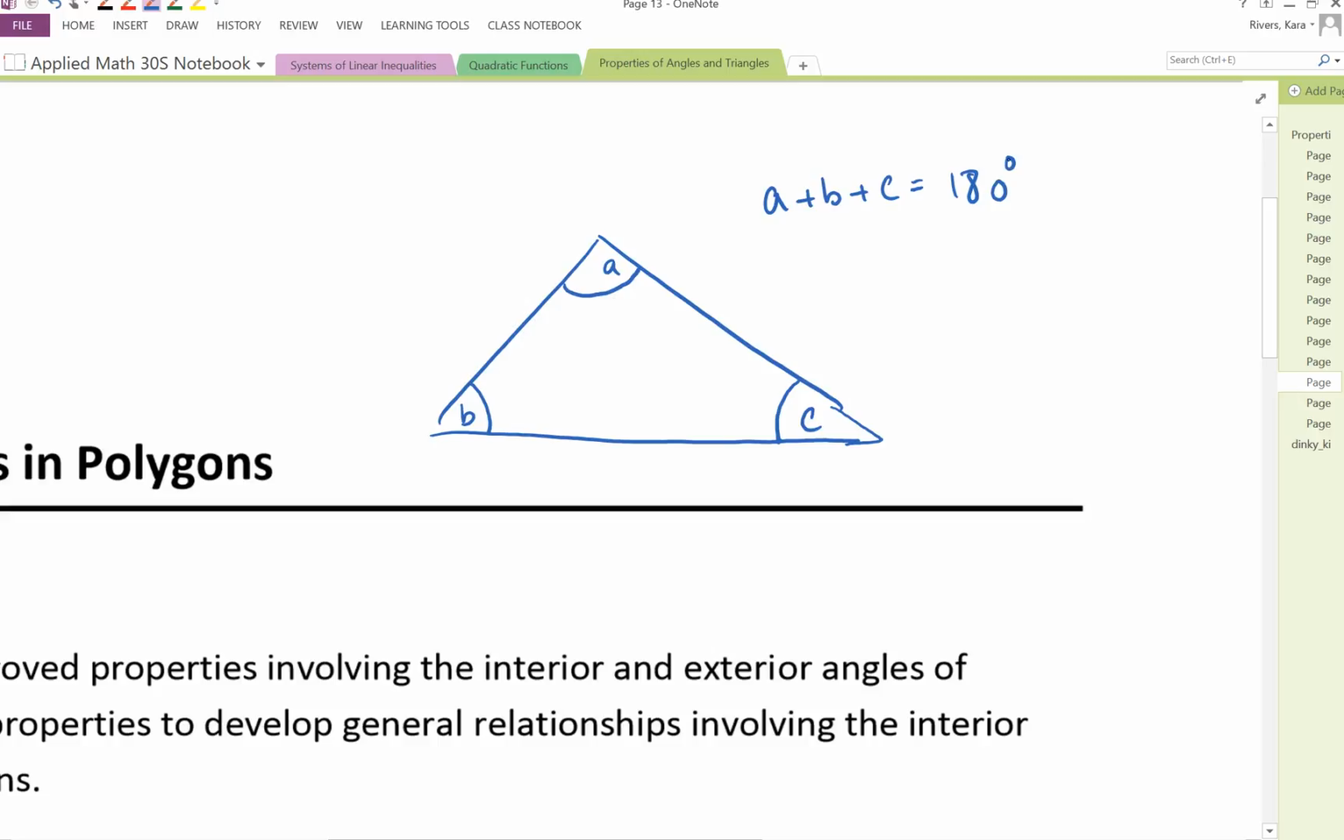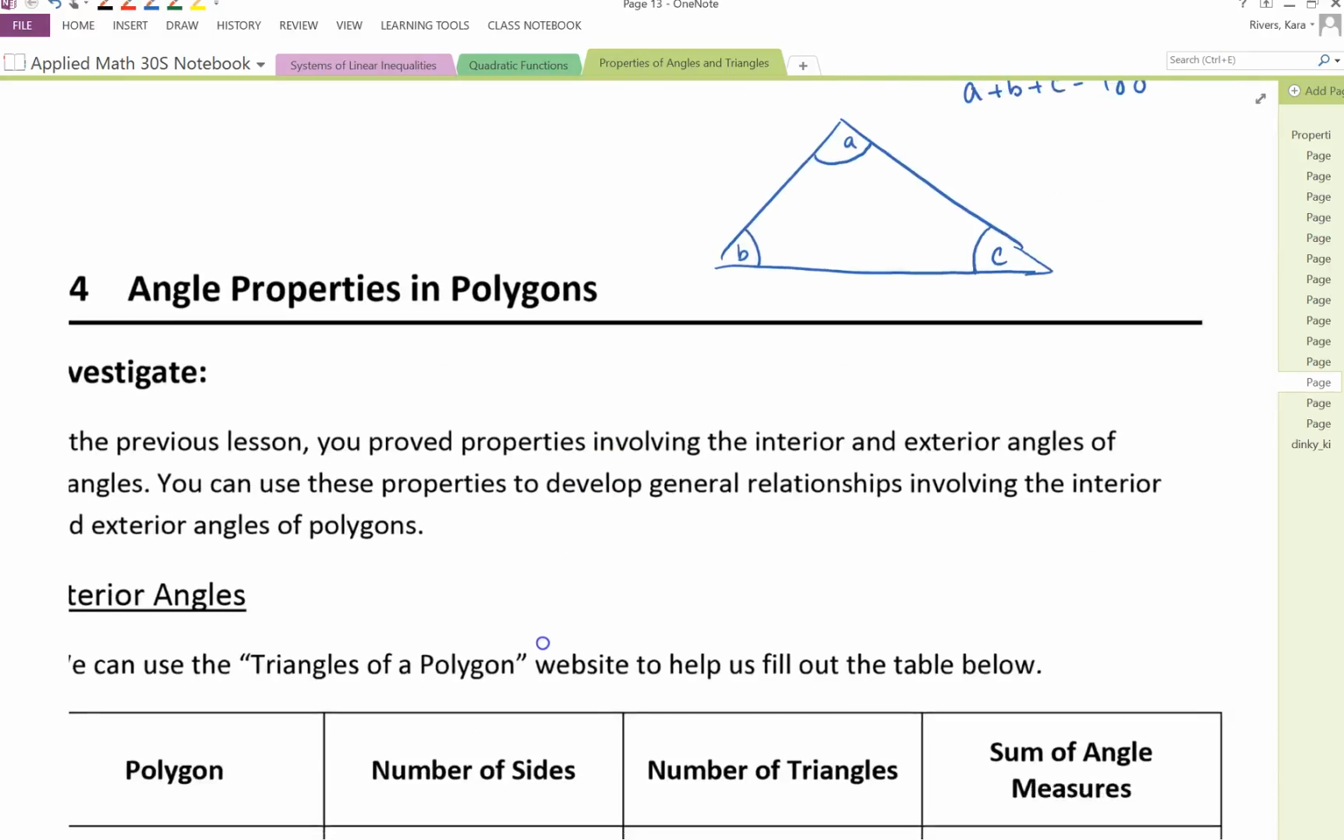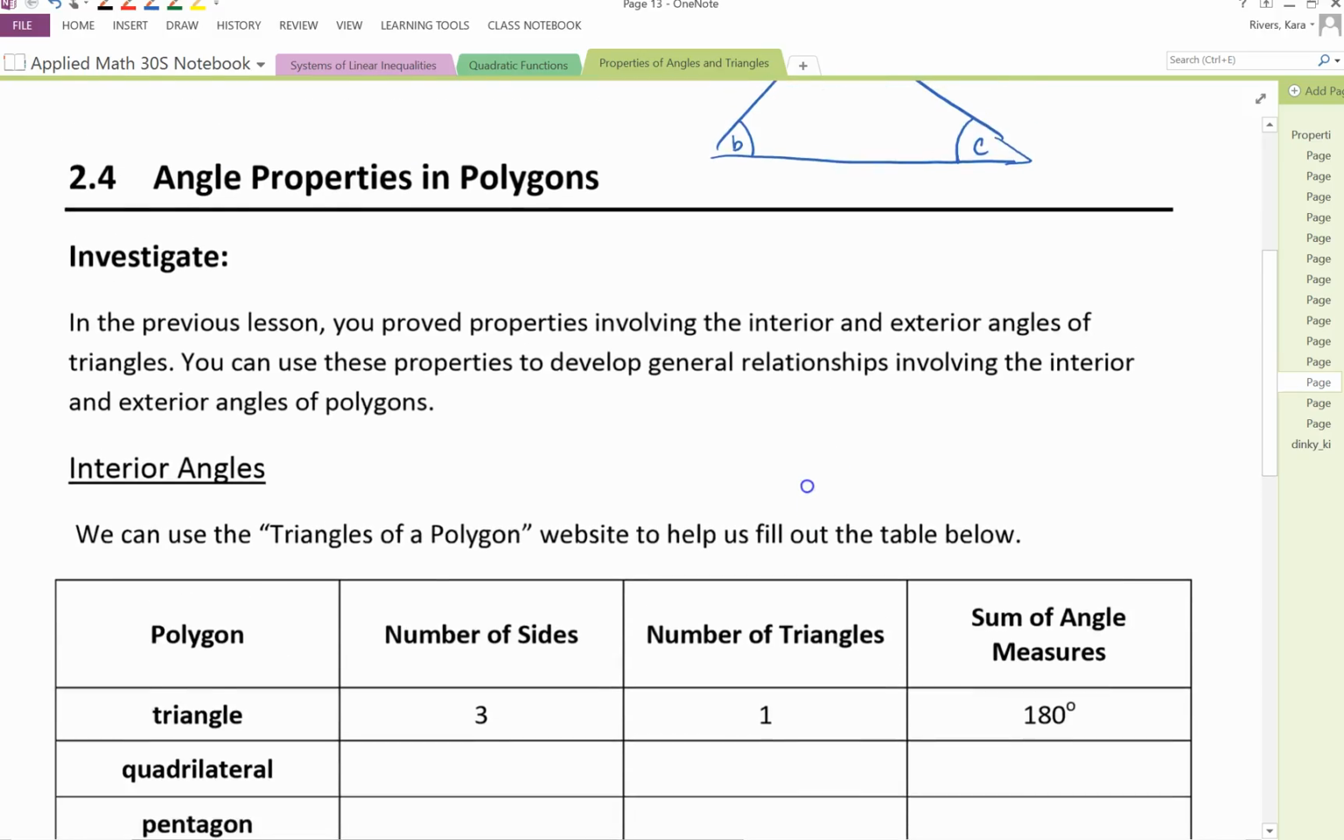But what happens when we increase the number of sides? Well, when we increase the number of sides, we increase the number of angles. But what happens to the sum of our angles? So we've got a table down here where we can organize all of our information. So I've got a triangle, number of sides is 3, number of triangles is 1, and the sum of angle measures is 180 degrees. Let's try a quadrilateral.